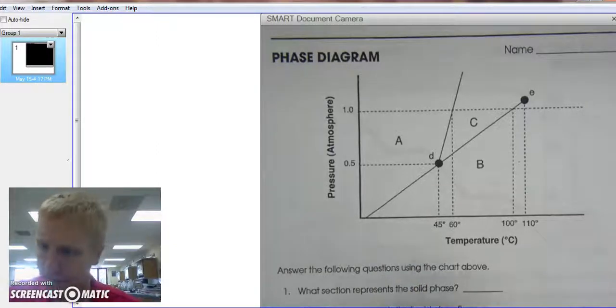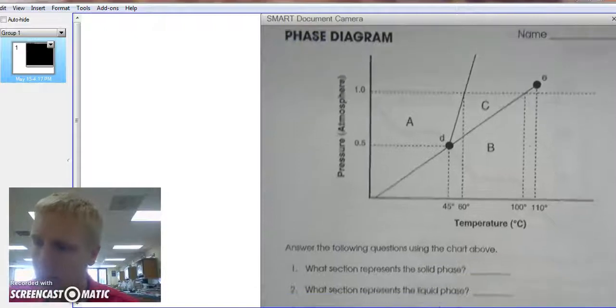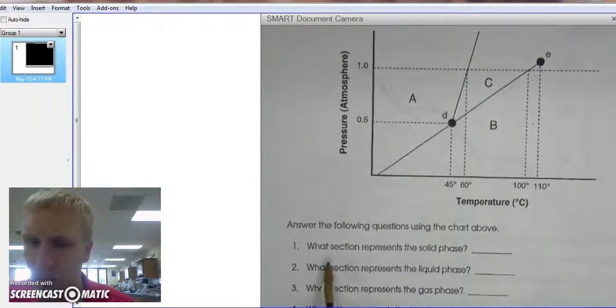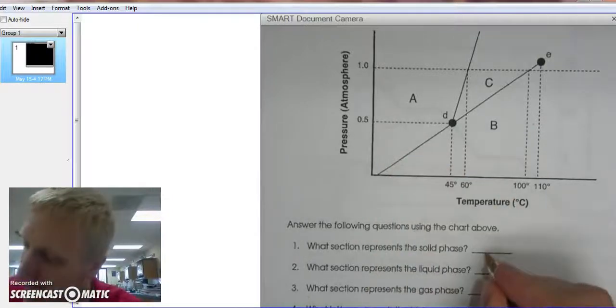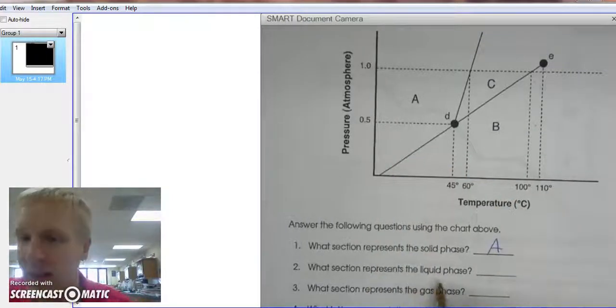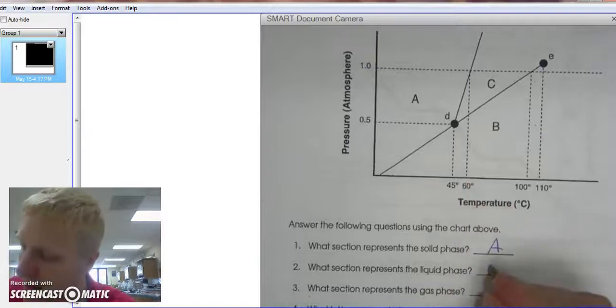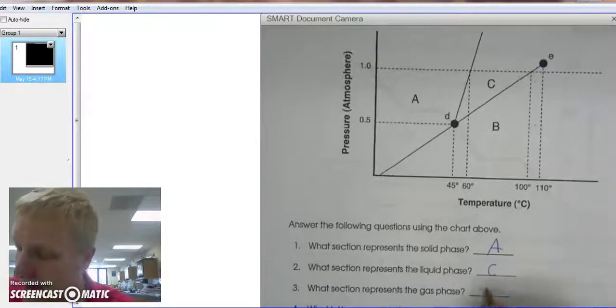Alright, now we have some questions going on here. It says, what section represents the solid phase? Well, I already kind of answered that. A. What section represents the liquid phase? That's C. And which section represents the gas phase? That's B.